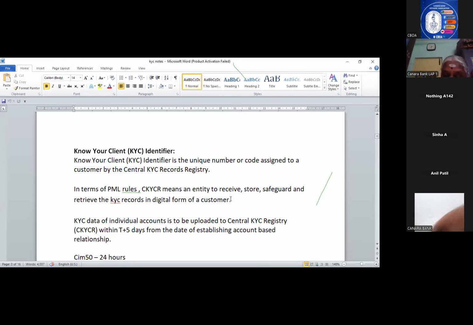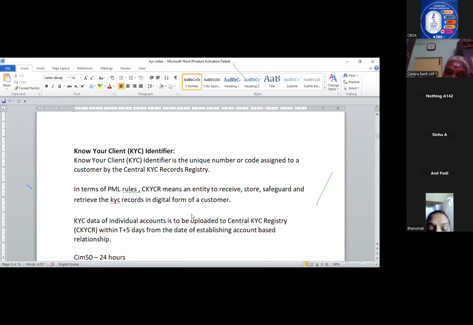And in our system, we can see this CKYC ID in SIM 50. Once it is uploaded, within 24 hours, the CKYC ID will be available in SIM 50. You can verify and tell the customer. Yes, and automatically an SMS goes to the customer whenever the ID is created. Normally, KYC data of individual accounts, once it is uploaded to the central KYC registry, it will be done within T+5 days.